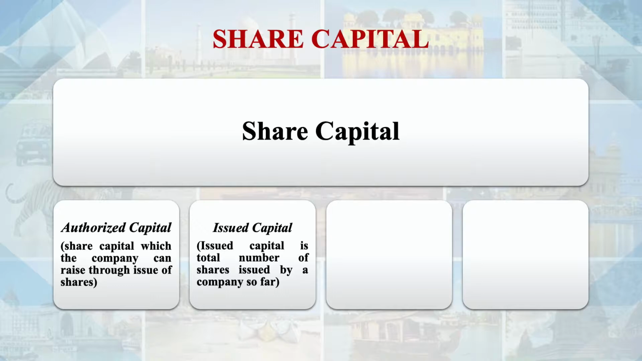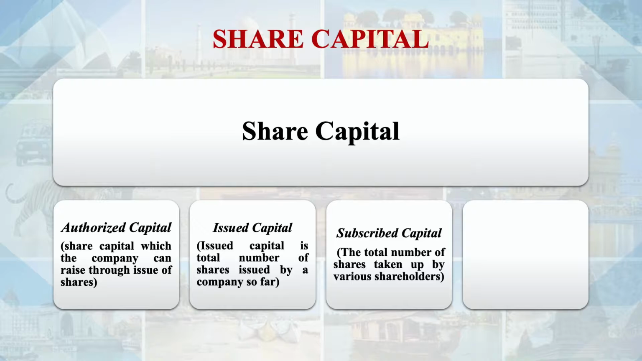Now the company has issued capital, but how much has been subscribed, how much has been purchased by the public, becomes the subscribed capital. Out of the total shares issued by the company, the amount taken by the various shareholders is your subscribed capital. So issued capital can be equal to subscribed capital, or subscribed can be less than issued, but subscribed capital cannot be more than your issued capital. Whatever you have issued, only that can be subscribed.